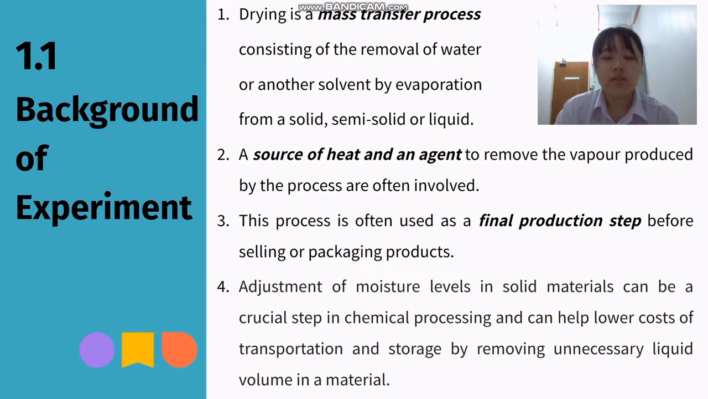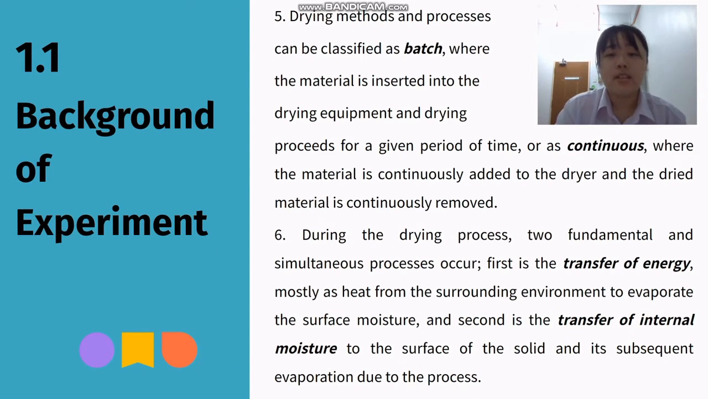Adjustment of moisture levels in solid materials can be a crucial step in chemical processing and can help lower the cost of transportation and storage by removing unnecessary liquid volume in a material. Drying methods and processes can be classified as batch, where the material is inserted into drying equipment and drying proceeds for a given period of time, or as continuous, where the material is continuously added to the dryer and the dried material is continuously removed.